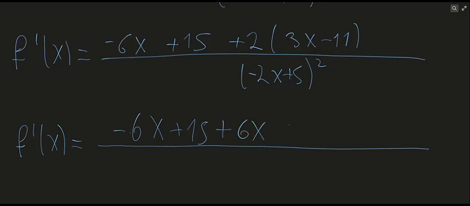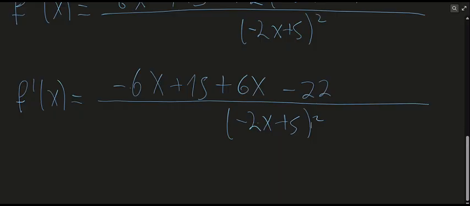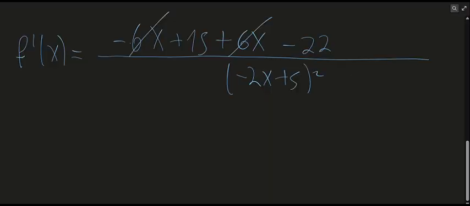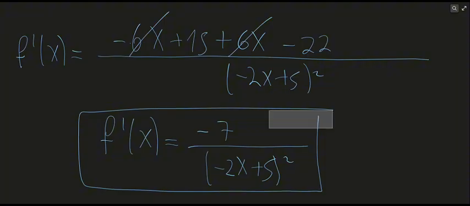Plus 2 times negative 11, that's going to be negative 22, divided by negative 2x plus 5, all of that squared. Now, the negative 6x and the 6x in the numerator cancel. 15 minus 22 makes negative 7. So the final answer is going to be negative 7 divided by negative 2x plus 5 squared. And that's over and done with. That's a good answer to put in a box.